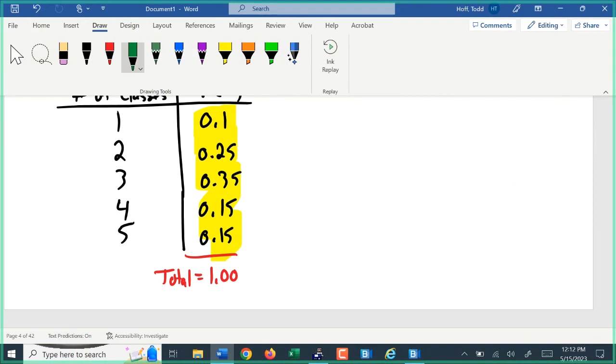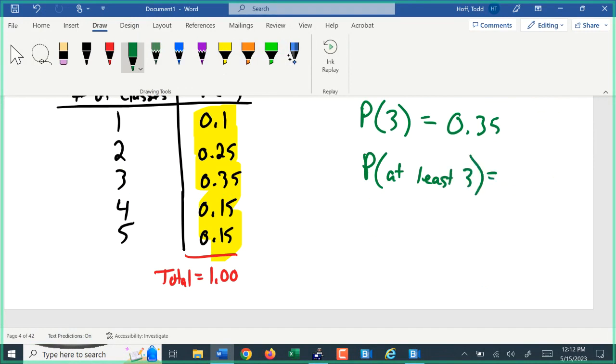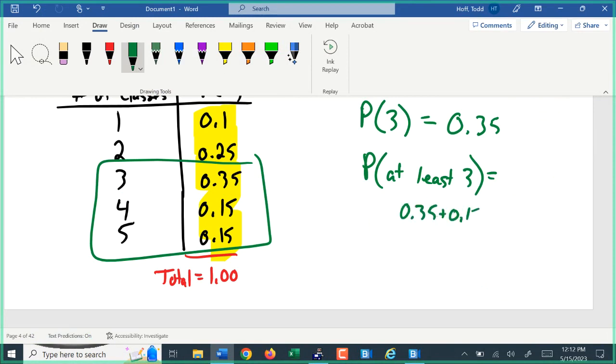So we look at what's the probability. P of 3 is saying what's the probability that a randomly selected item equals 3. Well, that's just the 0.35. If I asked what's the probability of being at least 3, well, at least 3 would be 3, 4, or 5, so I just add those up. 0.35 plus 0.15 plus 0.15 gives us 0.65 probability.